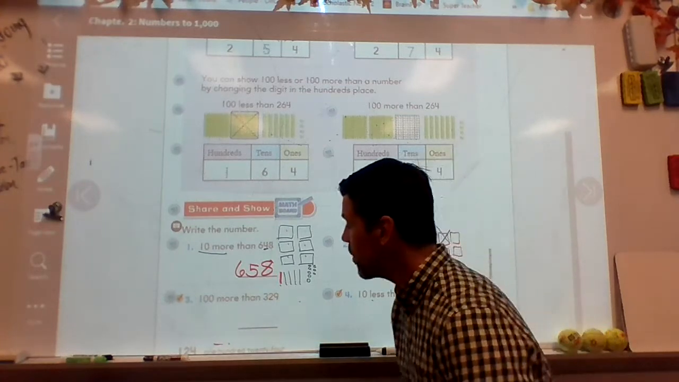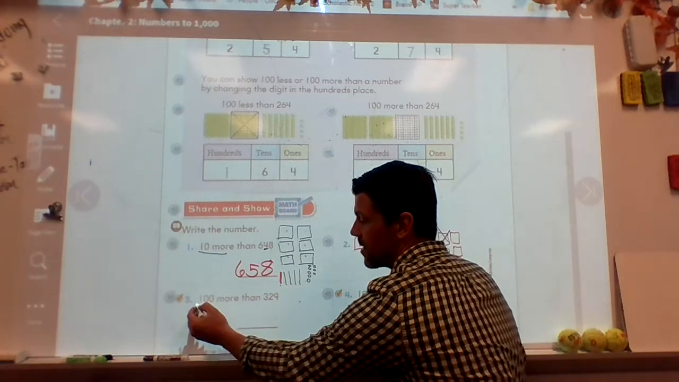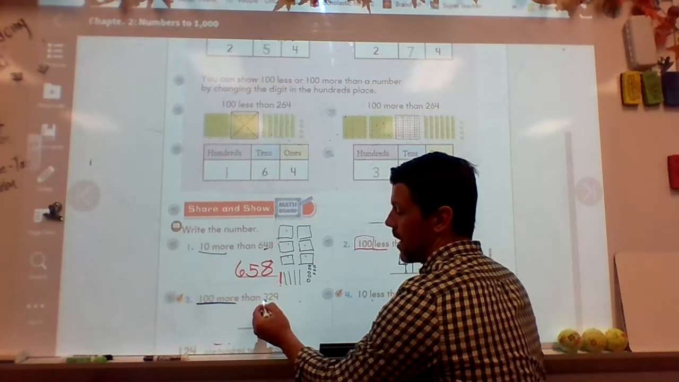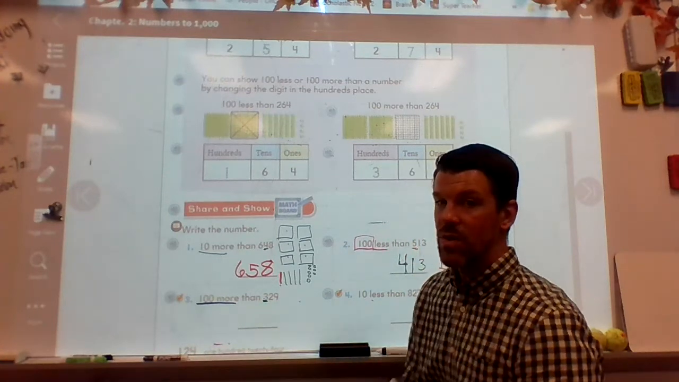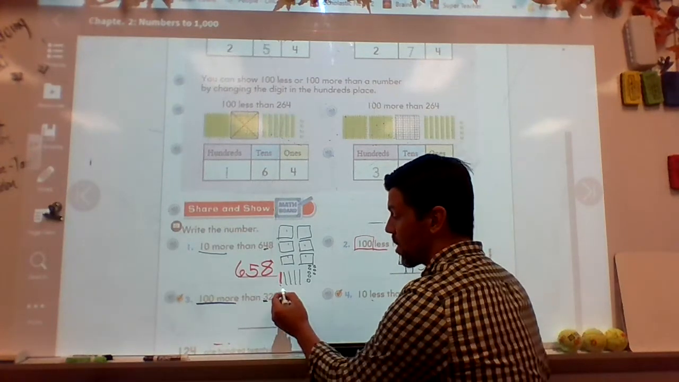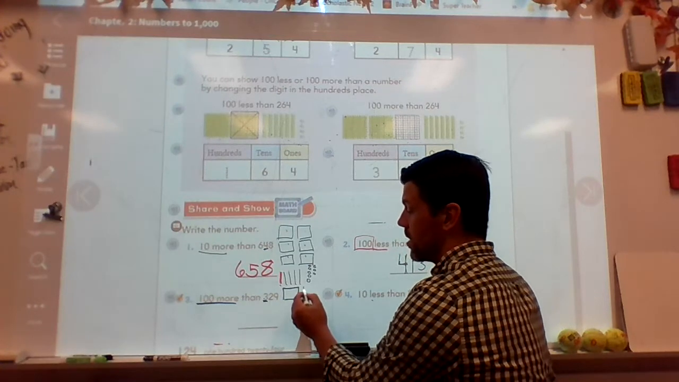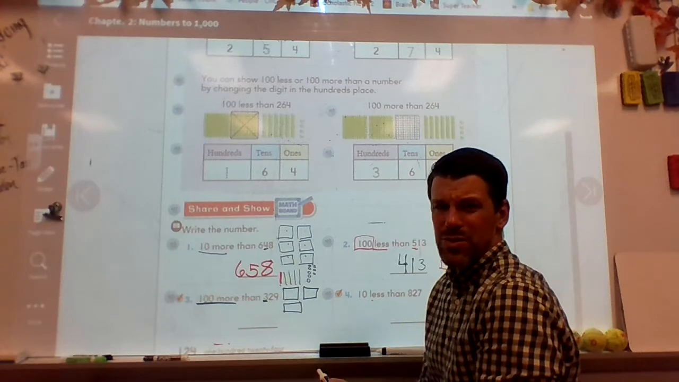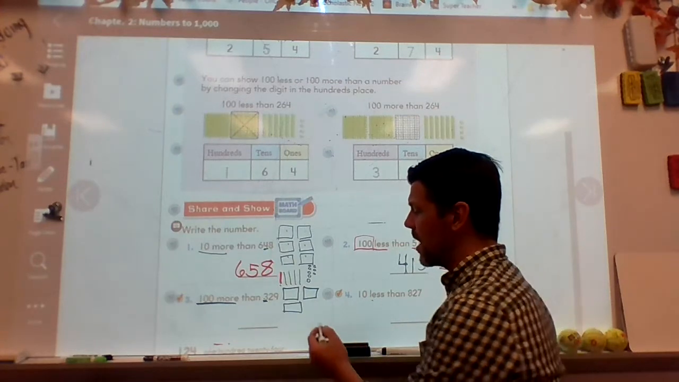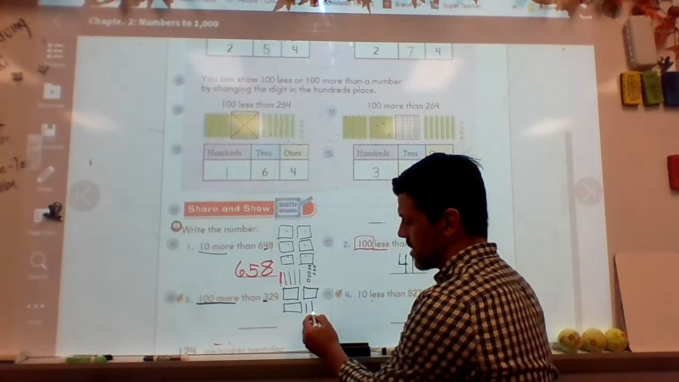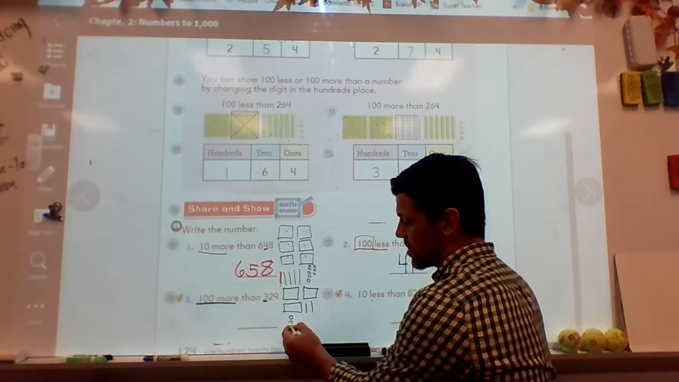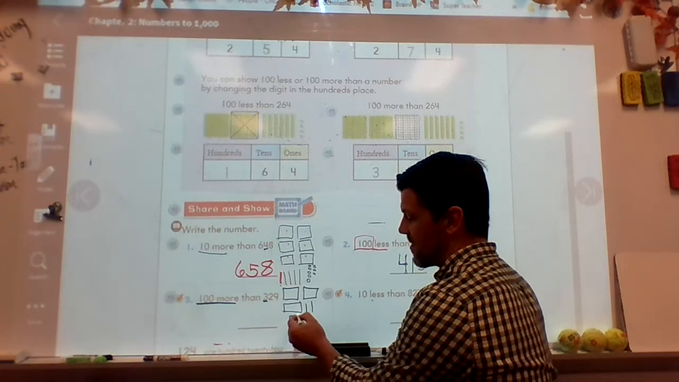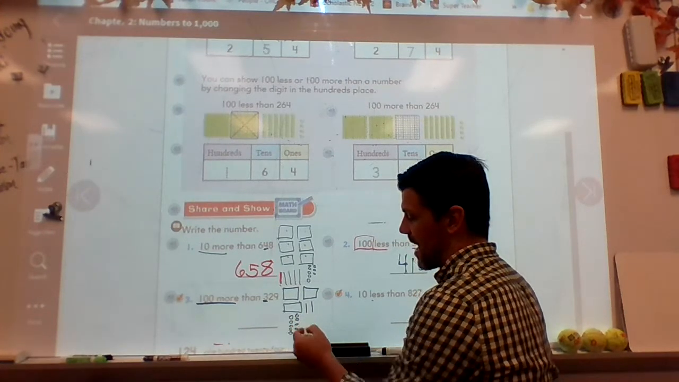So we have 100 more than 329. So let me underline this 100 more. I'm going to underline my hundreds because I know that that's going to change. I'm going to draw my 300s, 1, 2, 3. And they're not perfect drawings, neither do yours have to be. I'm going to draw my 2 tens and my 9 ones. 1, 2, 3, 4, 5, 6, 7, 8, 9.